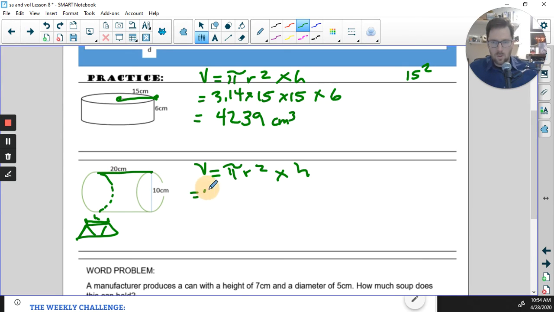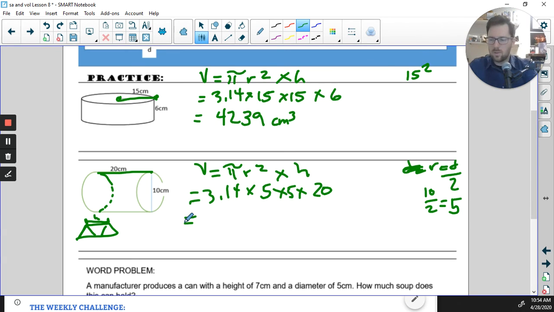Okay, so pi, we can actually not write it as pi this time. We can write it as 3.14 times, again, we have our diameter is 10. So let's just go over here. We want radius equals diameter divided by 2. So 10 divided by 2 equals 5. So we're going to use 5 as our radius. 5 times 5 times our height is 20.